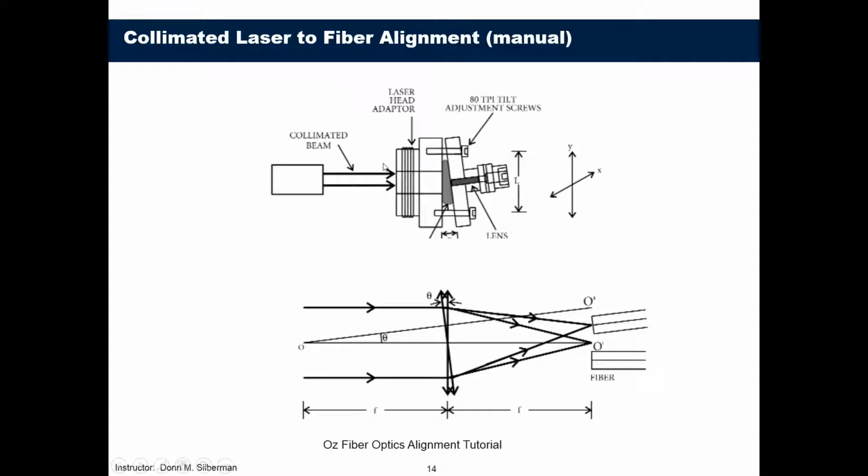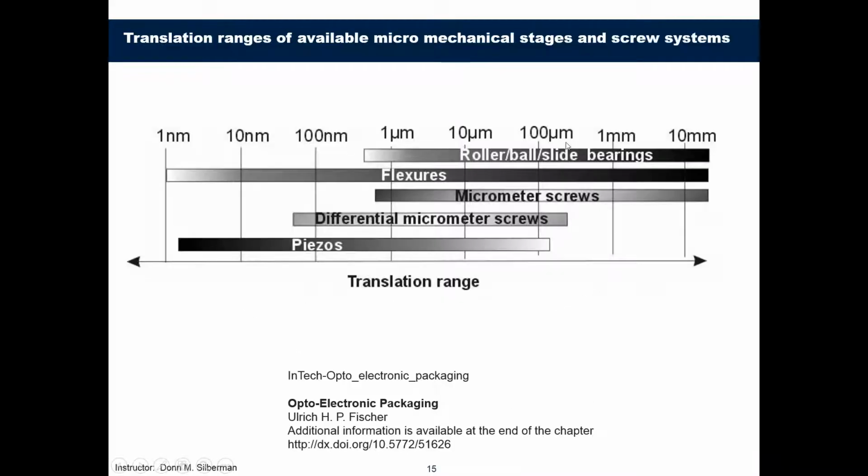Another old-fashioned way of aligning a fiber to bulk optics, OZ fiber optics, still available today. Here's just some different dimensions of typical types of mechanical devices that align optics, fiber optics: roller balls, bearings, flexures, micrometers, screws, differential micrometers, and piezos. PI, Physik Instrumente, is probably one of the world's leaders in this. Other companies have this type of technology available as well.